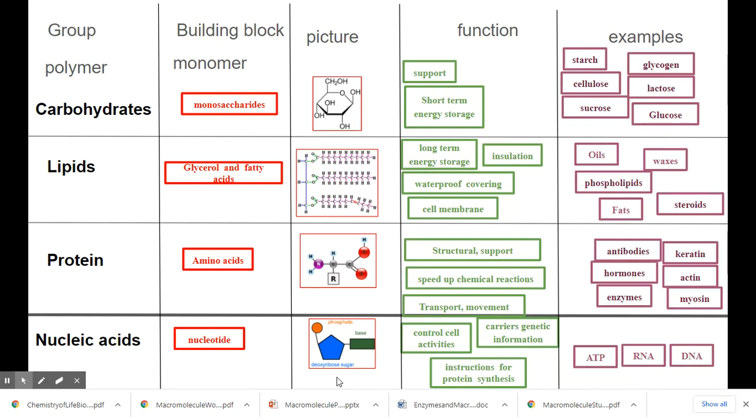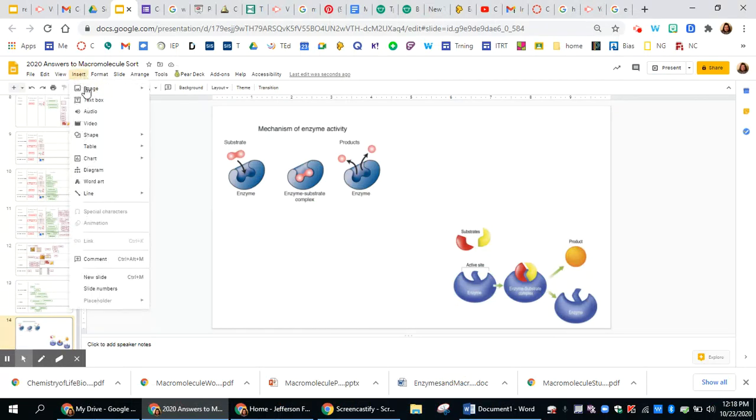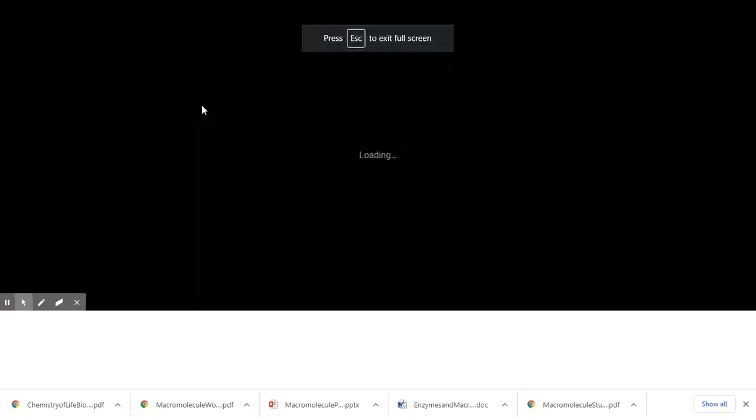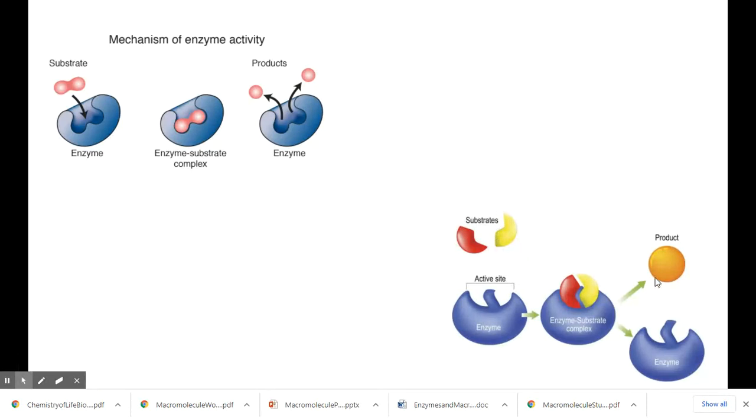I hope this helped with reviewing. The last thing I want to review with you is enzymes. Remember that enzymes help to speed up chemical reactions, and basically they can be used to either take something and break it down or take something and put it together.